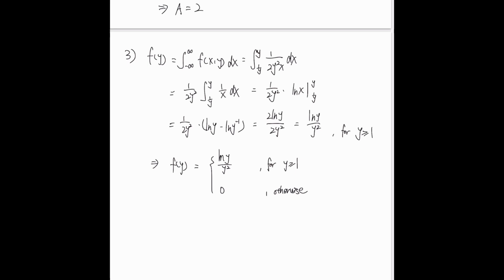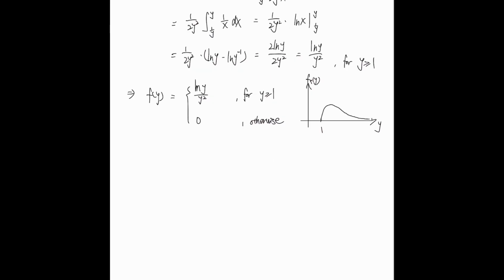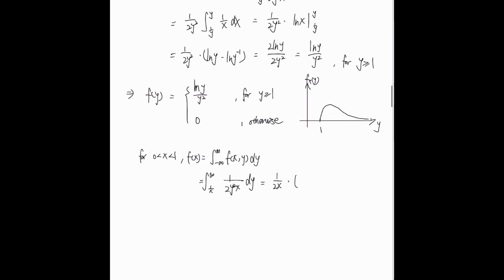The graph is shown here. For x greater than 0 and less than 1, f of x equals the integral from negative infinity to infinity of f of x, y dy, which is the integral from 1 over x to infinity of 1 over 2 y squared x dy, equals 1 over 2x times negative 1 over y from 1 over x to infinity, equals 1 over 2x times negative 0 minus negative x, equals 1 over 2x times x, equals 1 over 2.